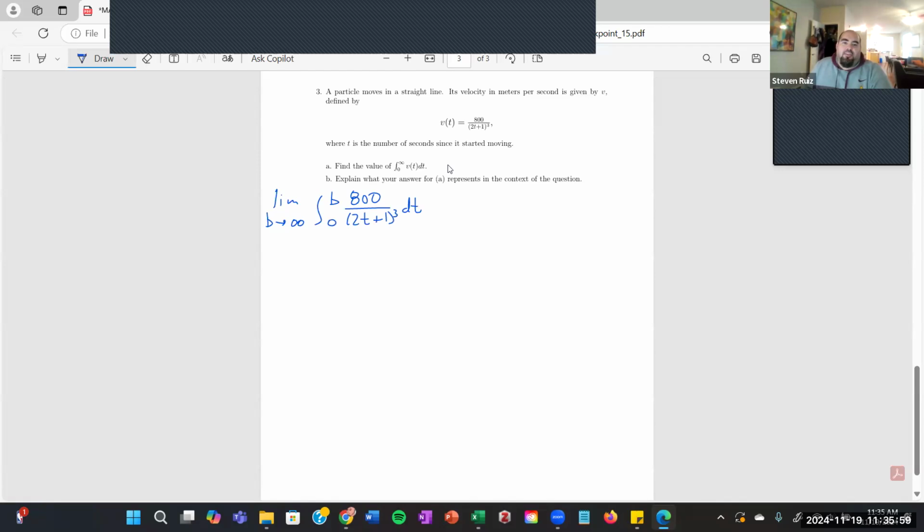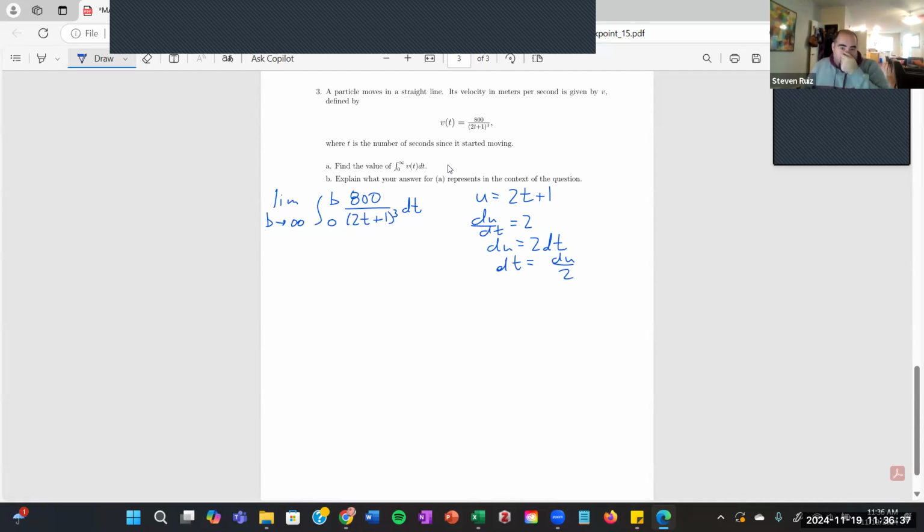Let's set up a u substitution. I think it's a good move for this one. u equals, what's a good u? So we have parentheses. That's usually a good thing to look for when you're setting up a u substitution. Inside the parentheses is this expression, u equals 2t plus 1. du/dt should be 2. So du equals 2 dt, which means dt should be equal to du over 2.